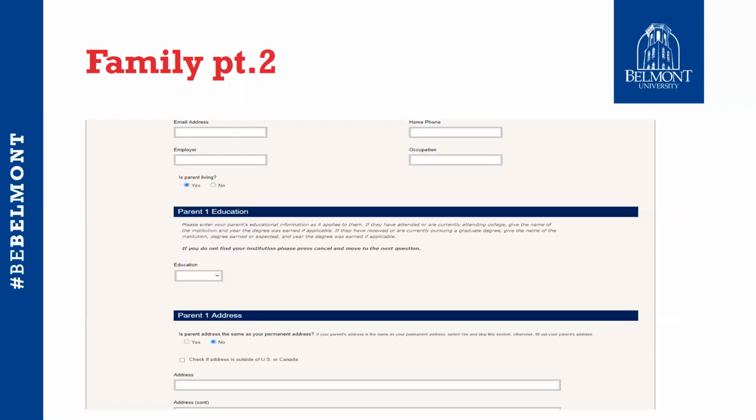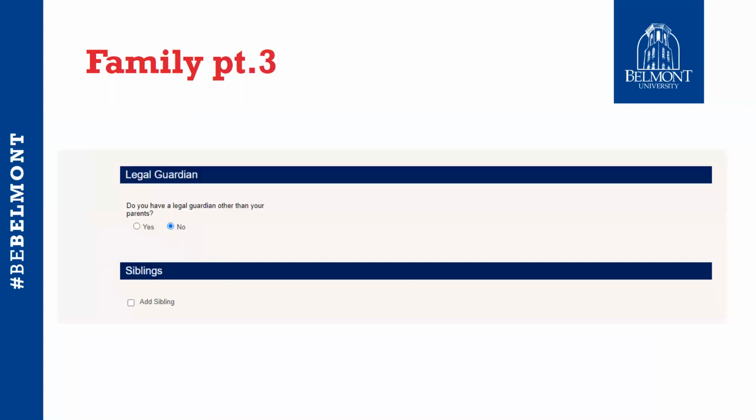If your parent has the same address as you, then you can click yes, and you do not have to fill out their address again if they have the same address that you have. You also have the option to share if you have a legal guardian or if you have any siblings.